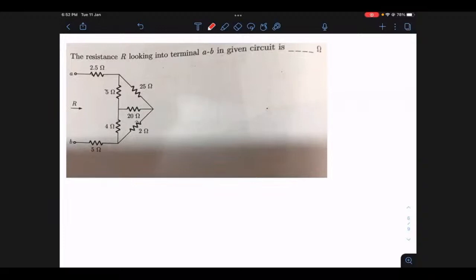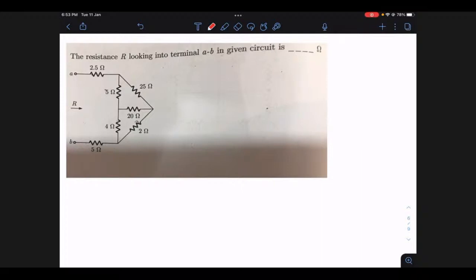So one more similar question I have taken here. Please try to answer this, or at least you need to tell me what should be the approach to solve this problem. The question is, the resistance R looking into the terminal AB in the circuit is dash ohms. So can you at least tell me what is the approach in this case?